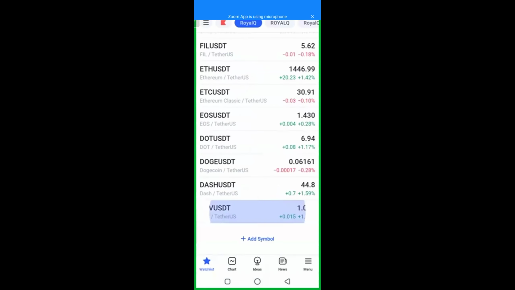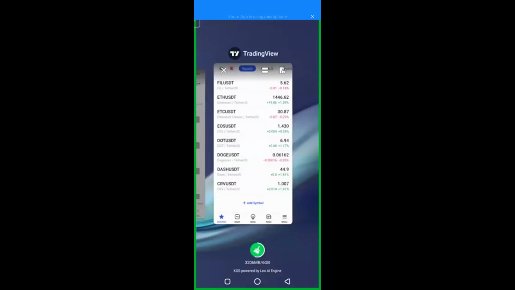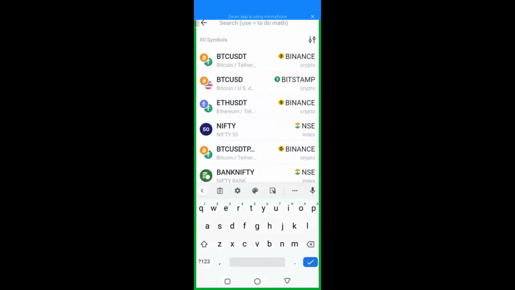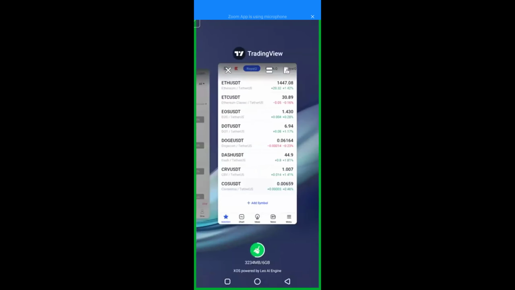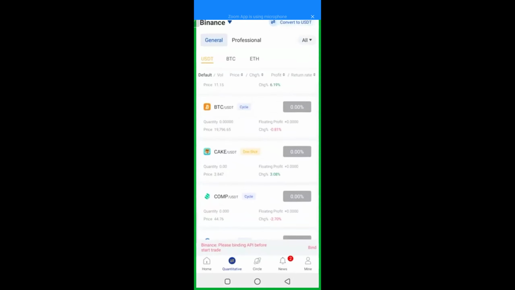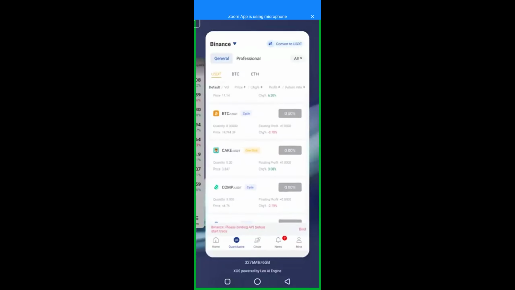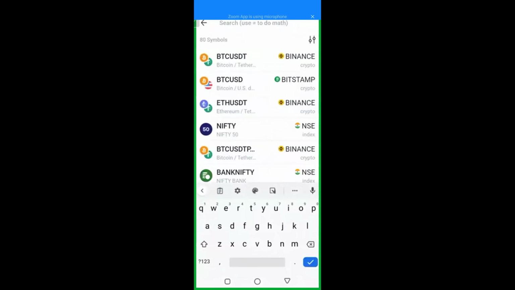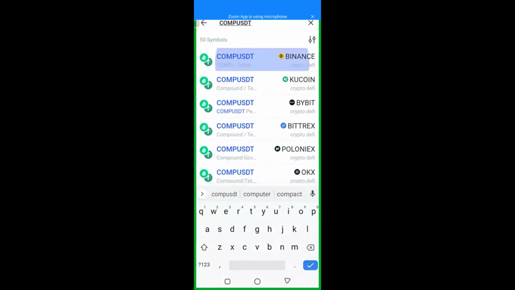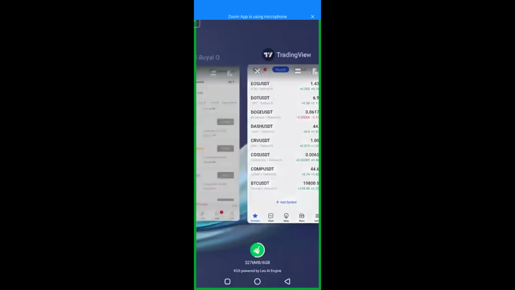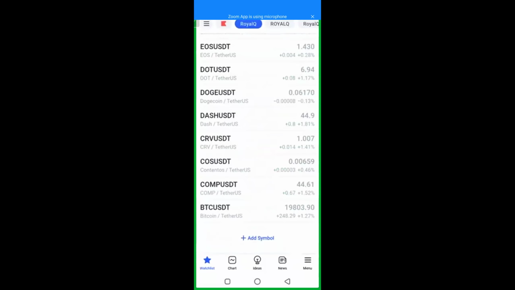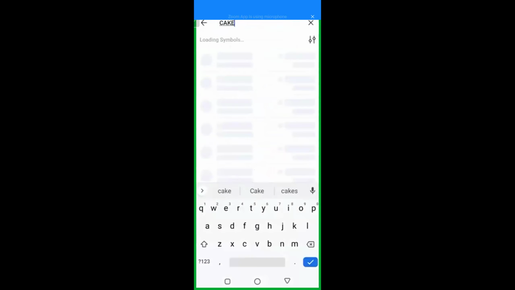We're still on the first few steps. All right. Then we have COS. We have COS USDT. Okay. So we are moving. We have COMP, Cake, BTC. We have COMP USDT. We have BTC USDT. We have the last one. We have Cake here. We have Cake USDT.